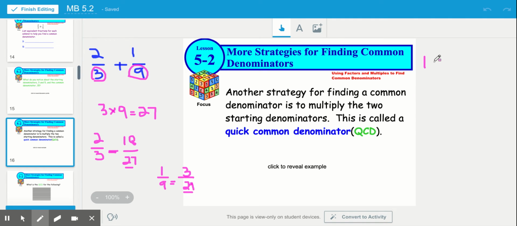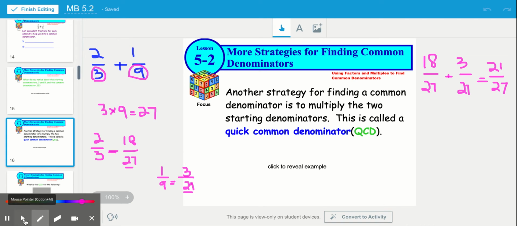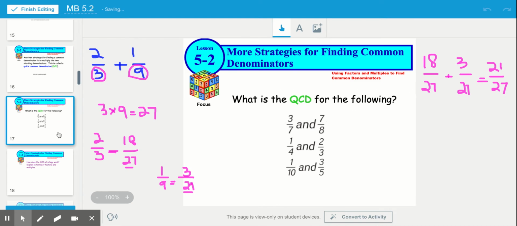So I'm going to take 18/27 plus 3/27, and I can add these. 18, 19, 20, 21. So now we have 21 over 27. That's not the least common denominator, but it is a quick common denominator.